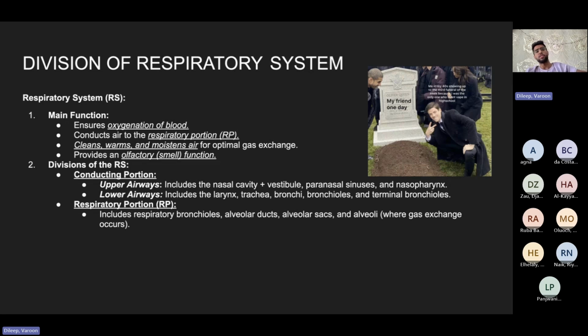The conducting portion is divided into two pathways, so we have upper and lower airways. The upper airways include the nasal cavity, vestibule, paranasal sinuses, and your nasopharynx. The lower ones include the larynx, trachea, bronchi, bronchioles, and terminal bronchioles. When we talk about the respiratory portion, this is mainly where the gas exchange takes place. So this includes the respiratory bronchioles, alveolar ducts, as well as alveoli.